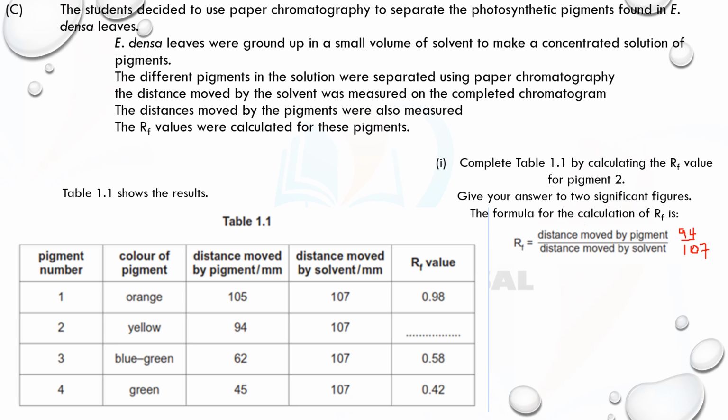So 94 by 107 gives me, now they said in two significant figures, right? So what does that mean? To convert it to two significant figures, it gives me 0.88. According to what I have here, 0.88. What do you have as your Rf value? Okay, 0.88. All right, let's go.